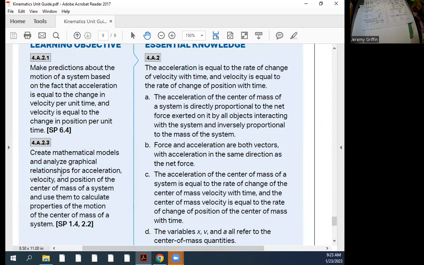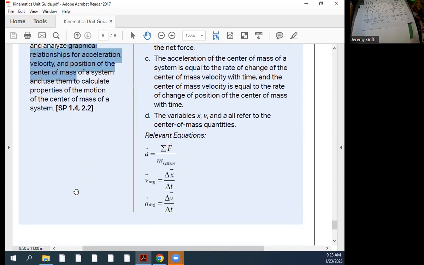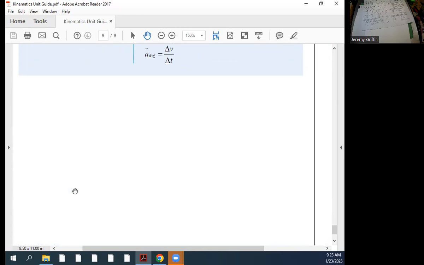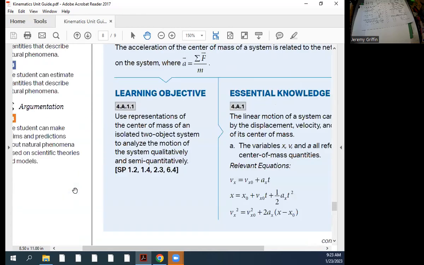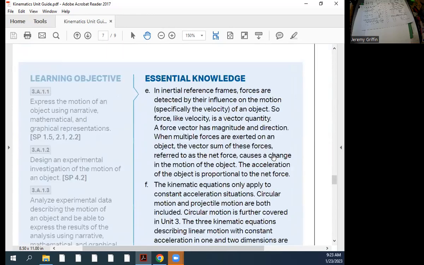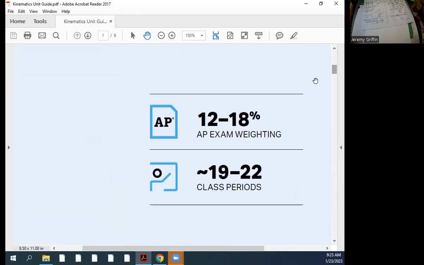Create mathematical models to analyze graphical relationships for acceleration, velocity, and position of the center of mass of a system, and use them to calculate the properties of motion of the center of mass. If I gave you a v versus t graph, you could say the area under v versus t tells me displacement, and the slope of v versus t tells me acceleration. You've done that so many times, including on your midterm. So there's everything you need to know for Unit 1, which should be about 1/7 of the entire AP exam.